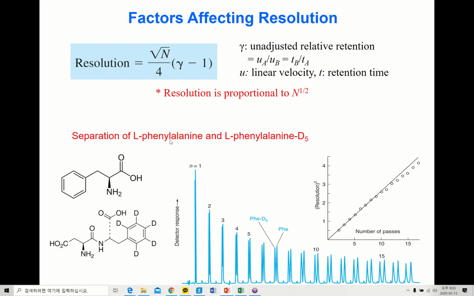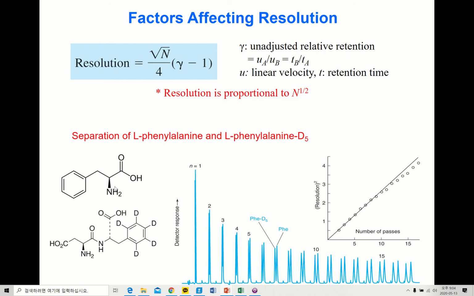Separation of L-phenylalanine and L-phenylalanine T5. This is the structure of phenylalanine. And T5 is what? There are five hydrogen atoms on this benzene ring, 1, 2, 3, 4, 5, and they are all substituted by deuterium, D 1, 2, 3, 4, 5.